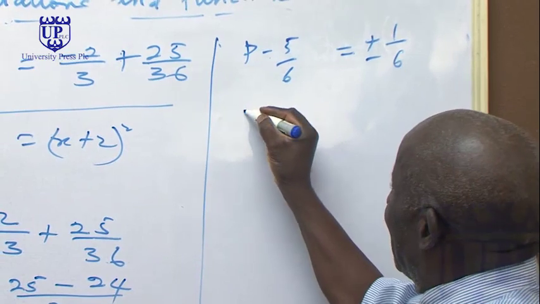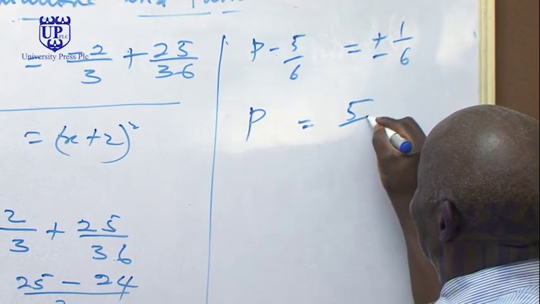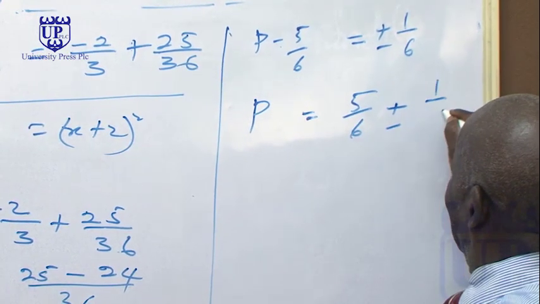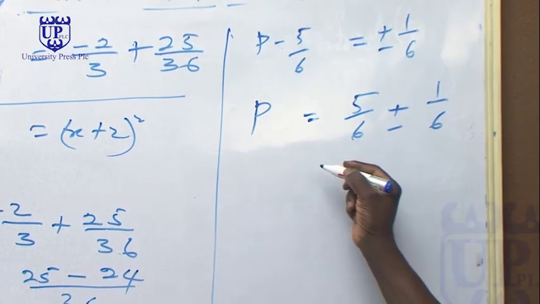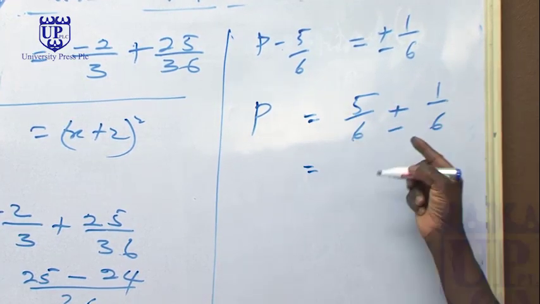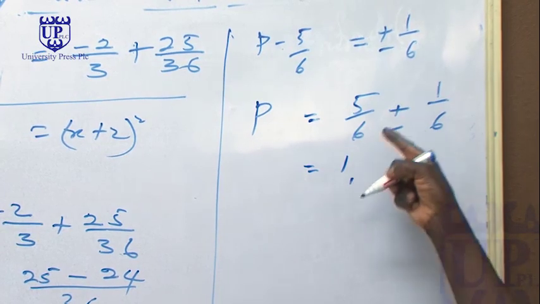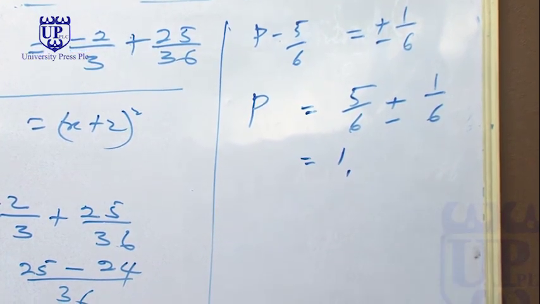Now from here, P equals 5 over 6 plus and minus 1 over 6. You transfer this one to the other side. This is the same thing as 5 plus 1 over 6, which is 1, and 5 over 6 minus 1 over 6, that is 2/3.